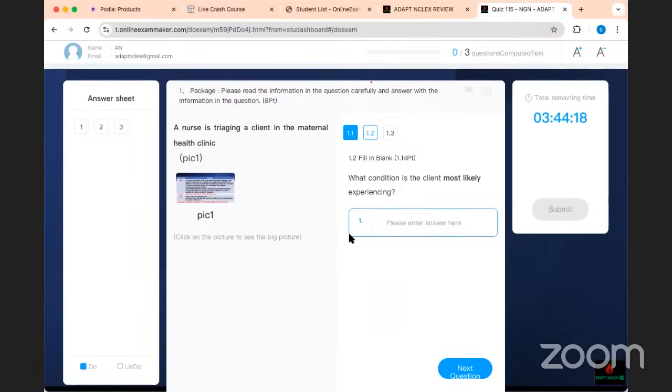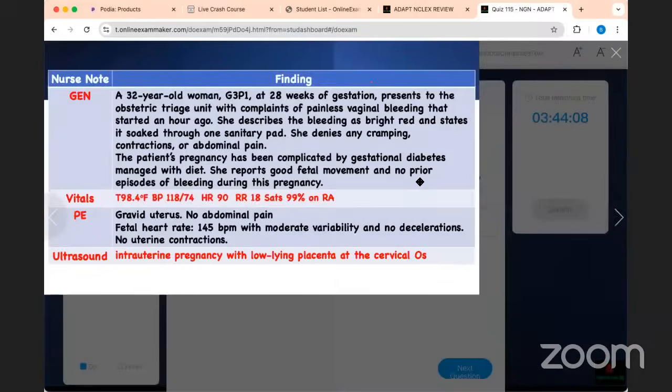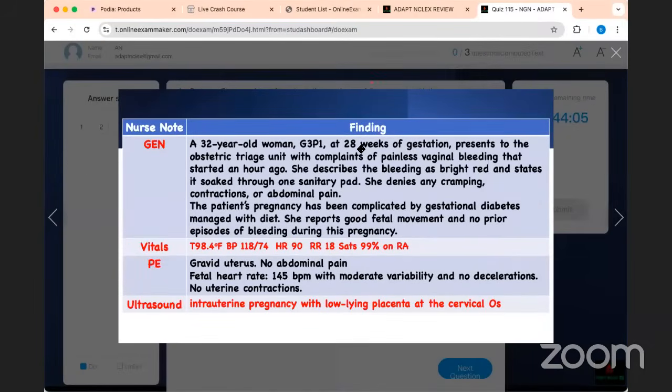what condition is the client most likely experiencing? I saw a bunch of people get the answer. So this was a placenta previa. Why? It is painless vaginal bleeding after 20 weeks. There's no cramping. It's bright red blood. Baby is doing fine. Mommy looks fine. The blood is not dark in color. There's no stop of uterine contraction.